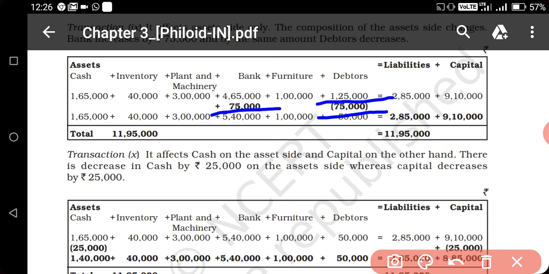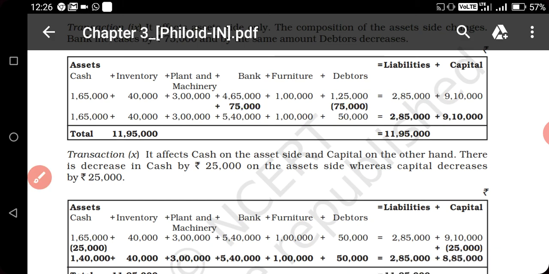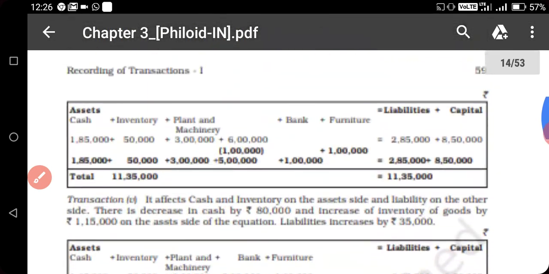So two impacts will be there only on the asset side, because bank has been improved by 75,000 and debtor has been reduced by 75,000. No impact on liability or capital side. So after this transaction, both side totals are equal, 11,95,000.